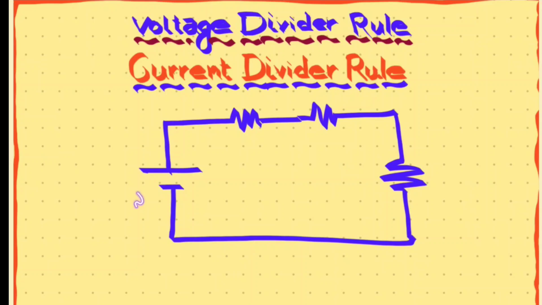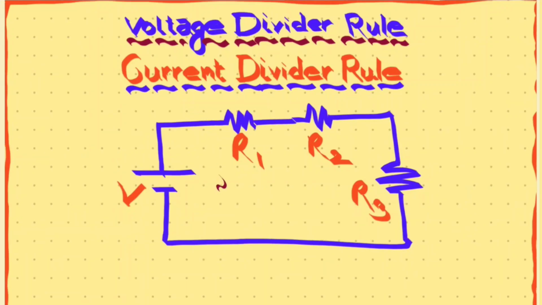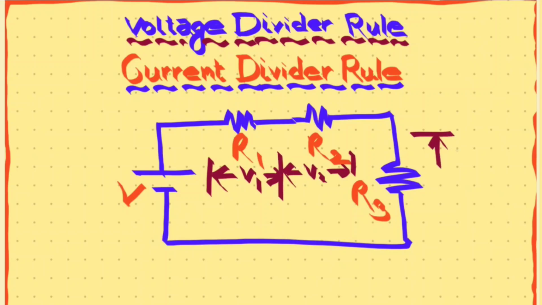If this is the voltage source V, and this is R1, R2 and R3, then if we apply the voltage divider rule in this series circuit, we can consider V1 across R1, V2 across R2, and there is another voltage drop across R3, this is V3. So these are the three voltages. We can find out these three voltages, V1, V2 and V3, by using the voltage divider rule.